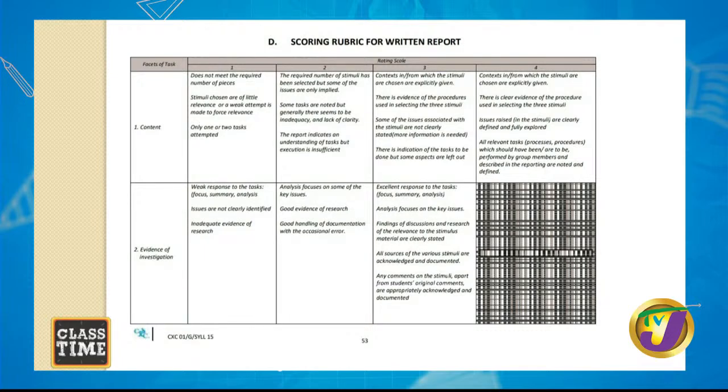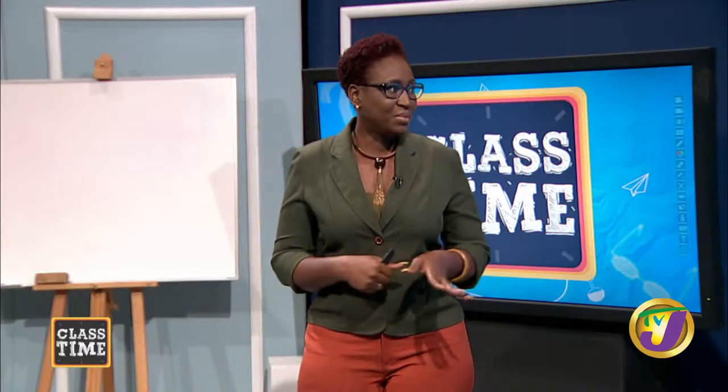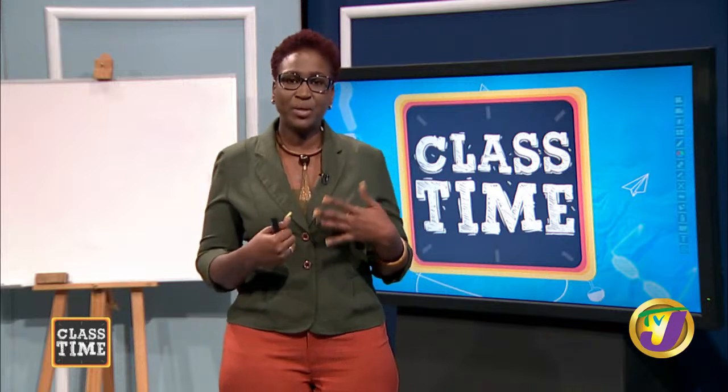There is clear evidence of the procedure used in selecting the 3 stimuli. So you would have explained how it is you decided on those 3 artifacts. It shouldn't come off as if you just put them in a bucket and did a raffle and picked out 3. Now, the issues raised in the stimuli are clearly defined and fully explored.